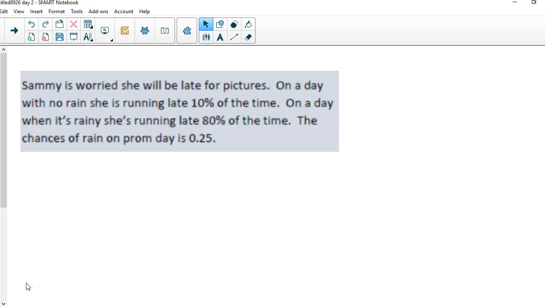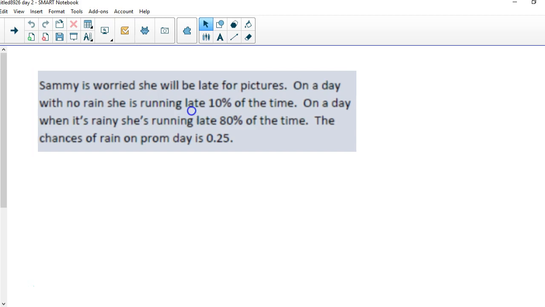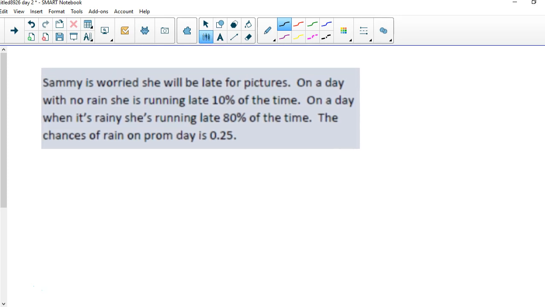So let's start with Sammy. She's worried she's going to be late for pictures, and this is on prom day. On a day with no rain, she's running late 10% of the time. This 10% is based off the condition that it's not going to rain, okay? On a day when it's raining, she's running late 80% of the time. So this percentage right here is based off the condition that it's raining.